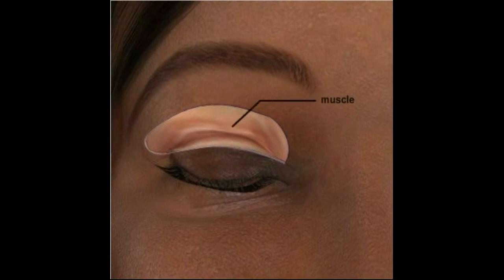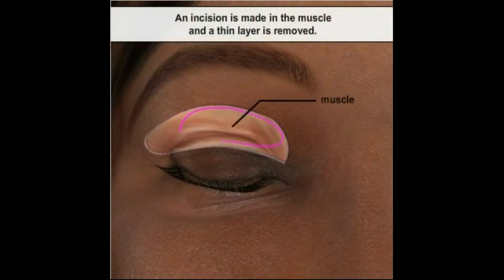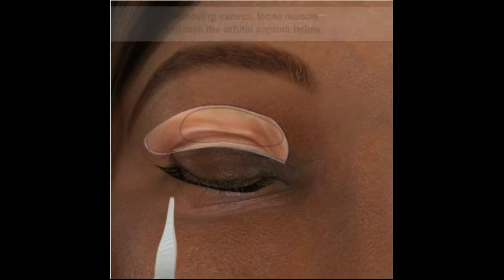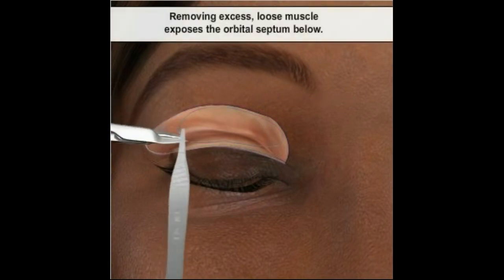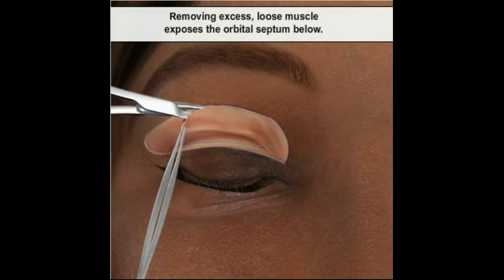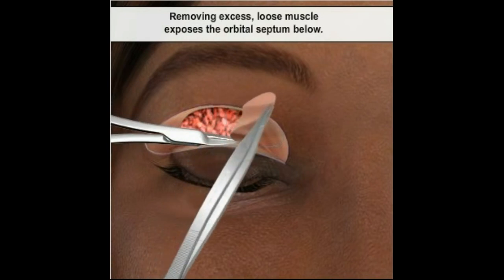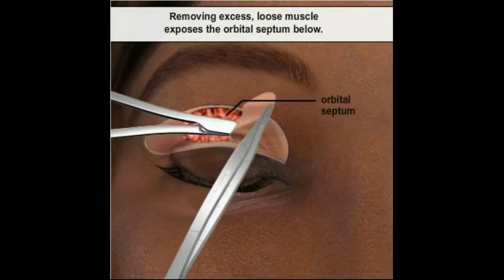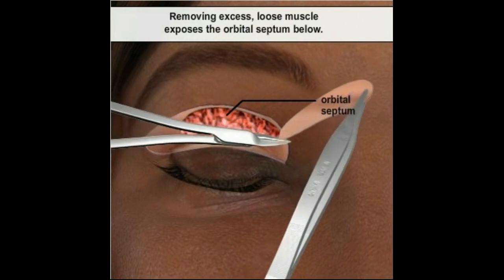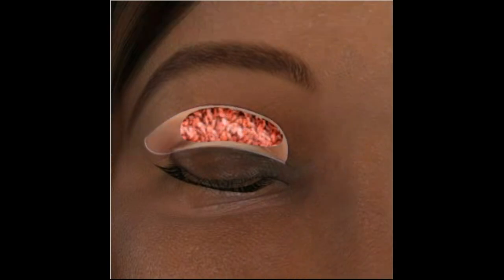In some instances, the physician will choose to remove a small strip of muscle from the upper eyelid, exposing the layers below. In order to gain access to the two fat deposits in the upper eyelid, the physician must first make very small incisions in the orbital septum, which is a thin membrane that lies between the layers of muscle and fat.